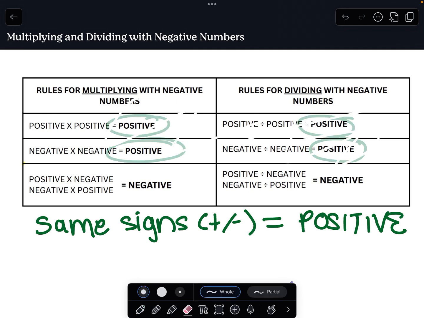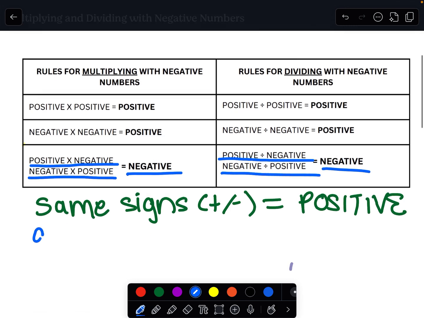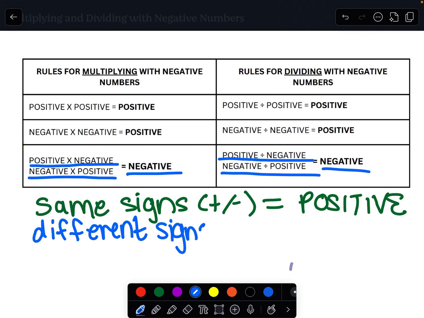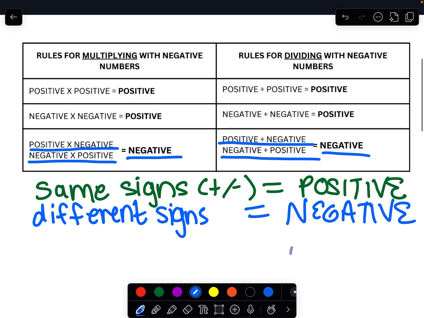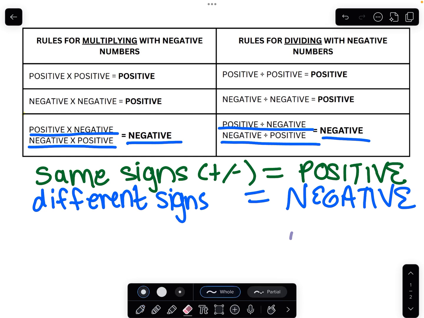And the rule is different signs, whether that's positive times negative or negative times positive, or positive divided by negative or negative divided by positive, will always make a negative answer. So the rule is different signs will make a negative answer. That's all you really need to know. Let's do some examples.